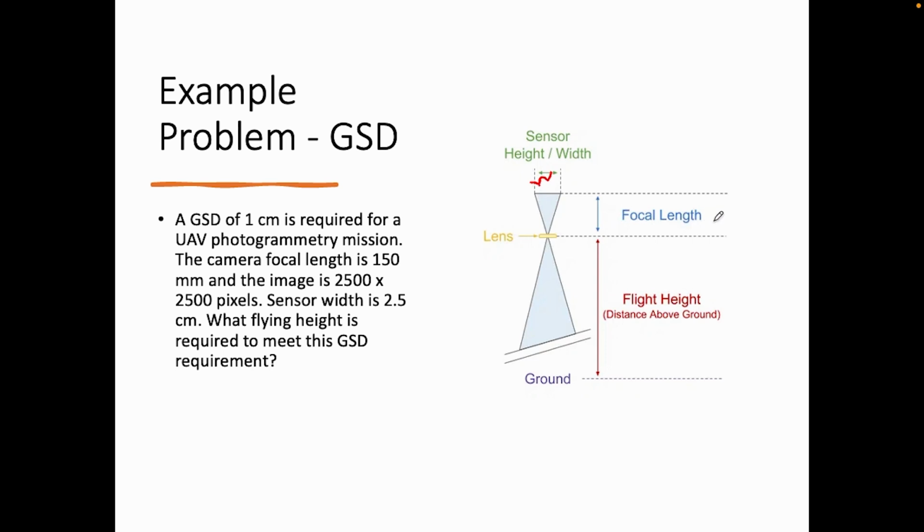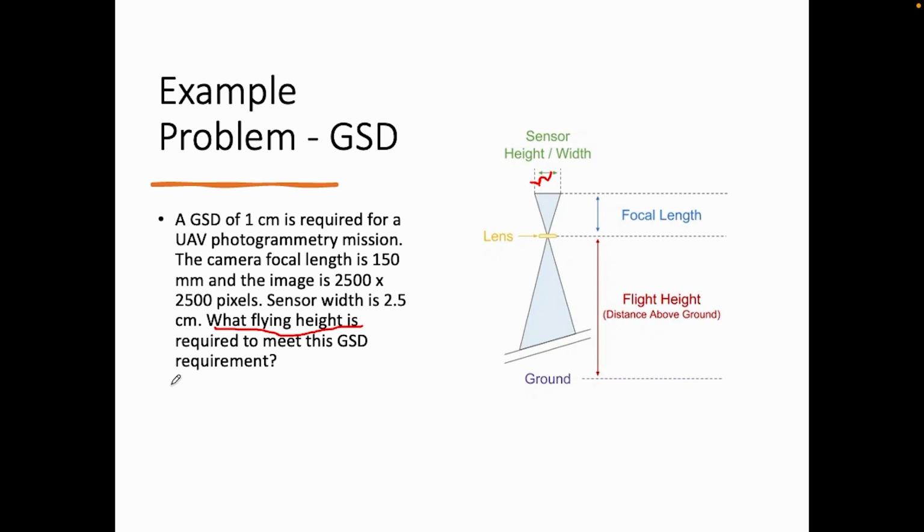There's our focal length. That's 150 millimeters. And then we have 250 by 250 pixels on the ground. So there's 250 pixels across this distance. We've got our flight height. No, we need to get our flight height. What flight height is required to meet this GSD requirement?